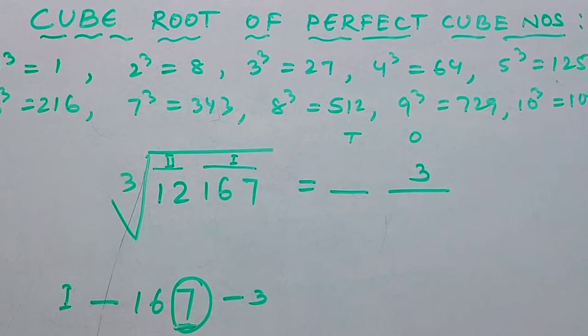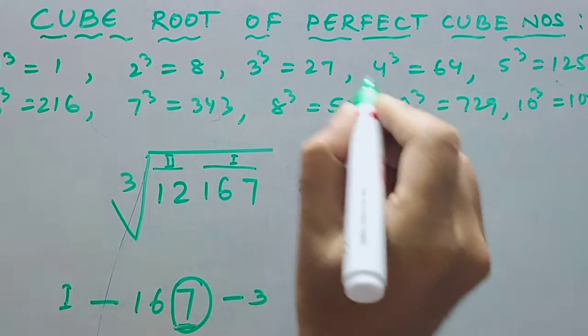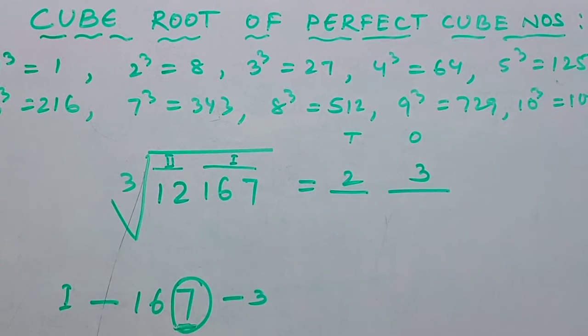Okay, so now you just tell me. 12 is between these two numbers. Now which one is a smaller number? 2 is the smaller number, so your answer will be 2 here. Okay, you have to take the smaller number. So the cube root of this number will be 23.